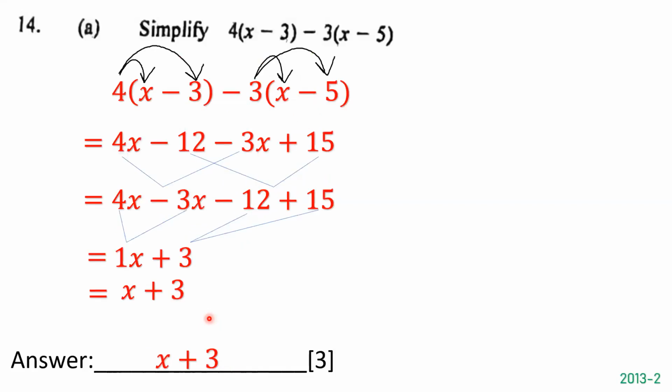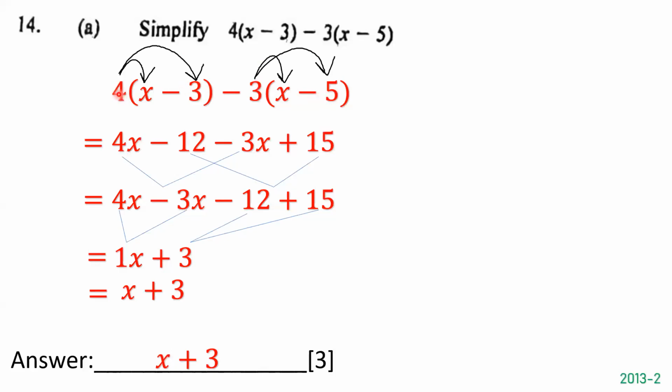Here, they want us to simplify. And notice we have 4 open bracket x minus 3, minus 3, and we have open bracket x minus 5. So the idea here is that we have to multiply 4 by every term that's inside of this parentheses, and we have to multiply negative 3 by every term that's inside of this bracket. That's a very important point. We have to multiply negative 3 by each term inside of this parentheses. That's going to be a very important point when we come to that.